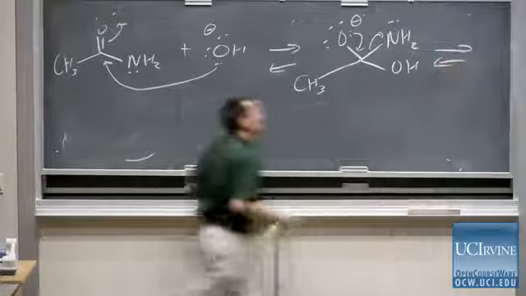The amide anion is very basic. You can think of it as pulling off a proton on the carboxylic acid to give you the carboxylate plus ammonia.